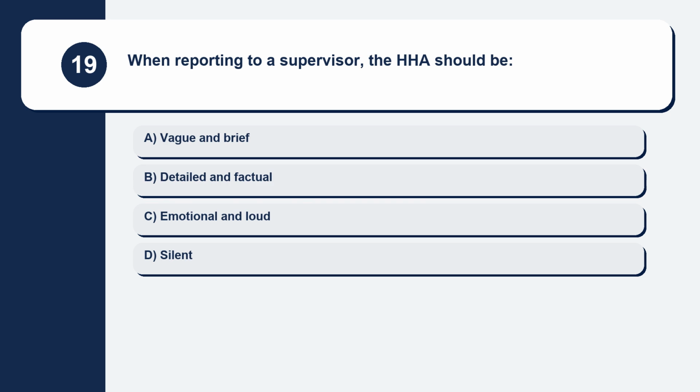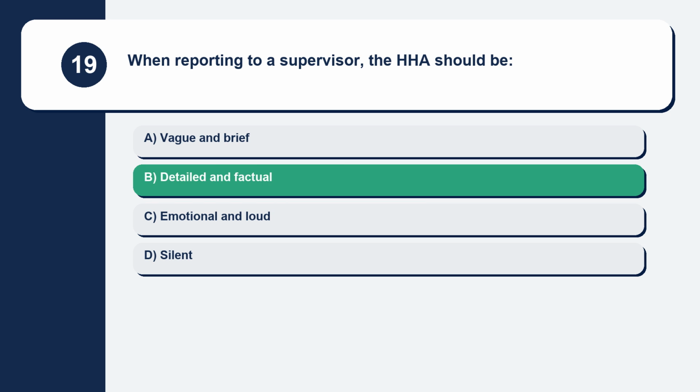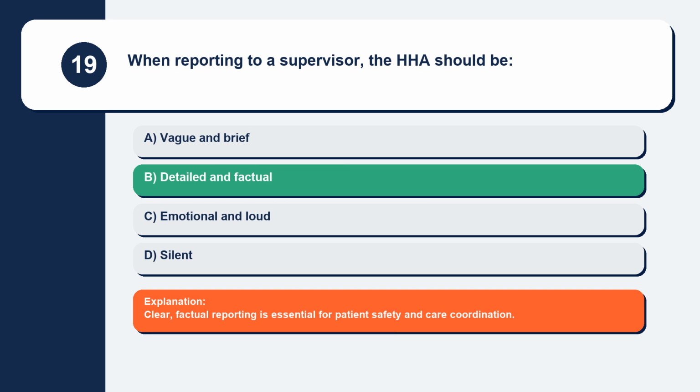Question 19. When reporting to a supervisor, the HHA should be: vague and brief, detailed and factual, emotional and loud, or silent. Clear, factual reporting is essential for patient safety and care coordination.